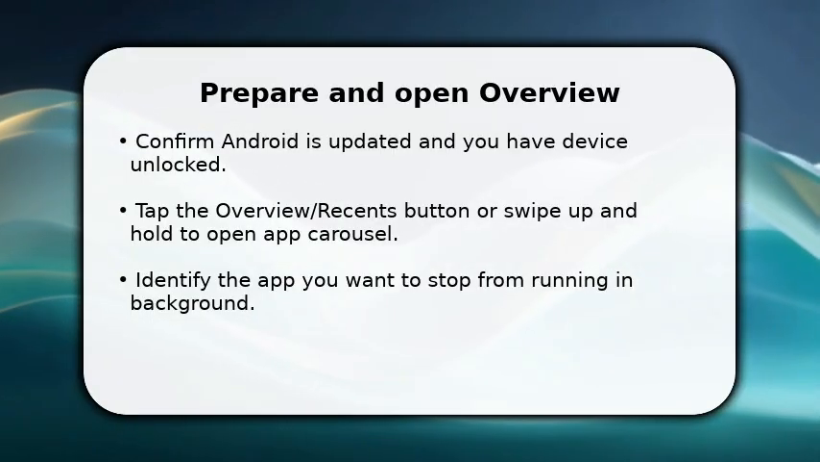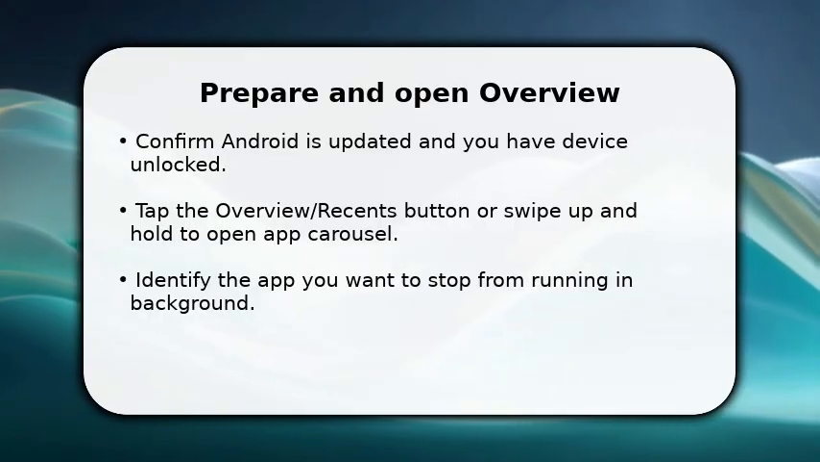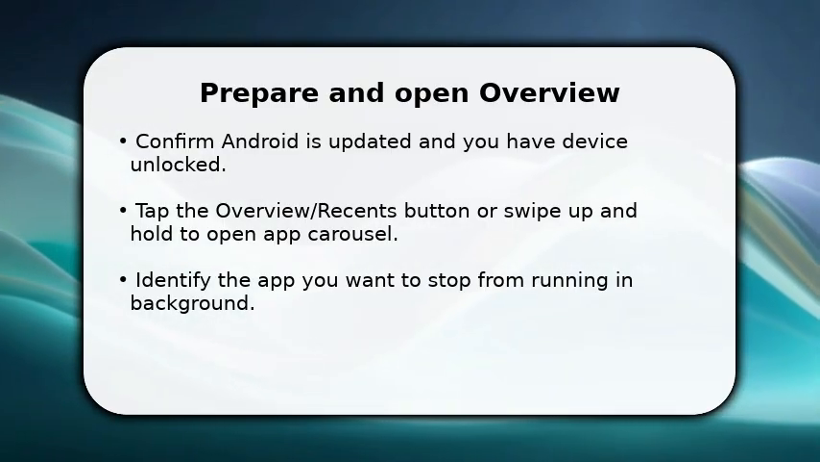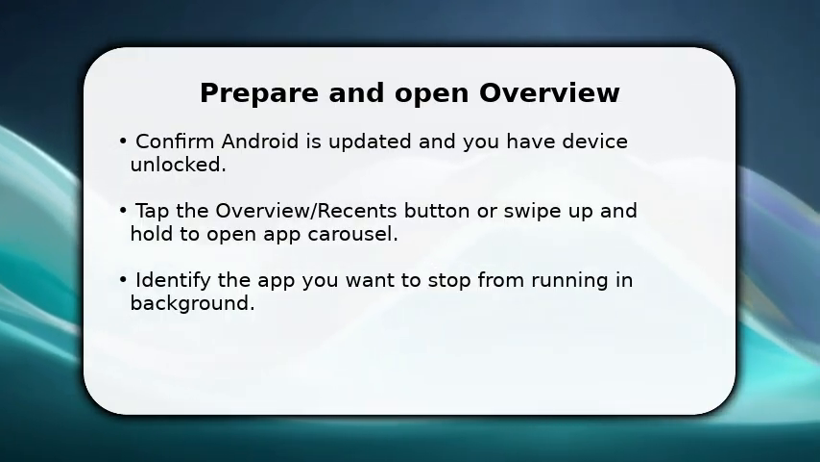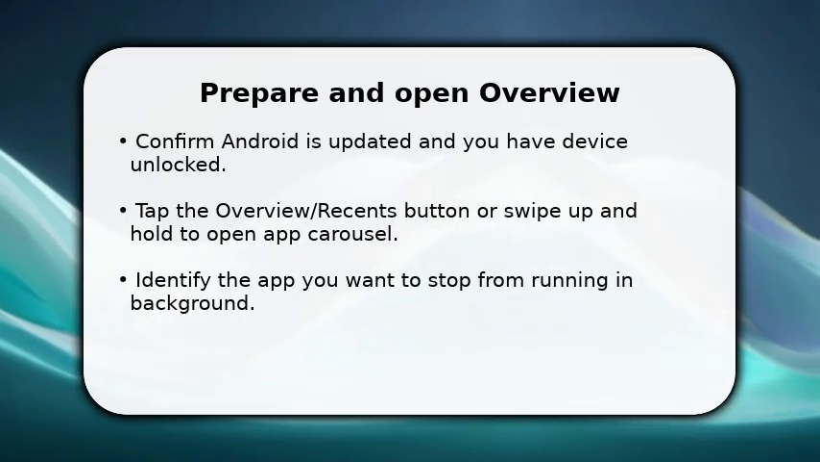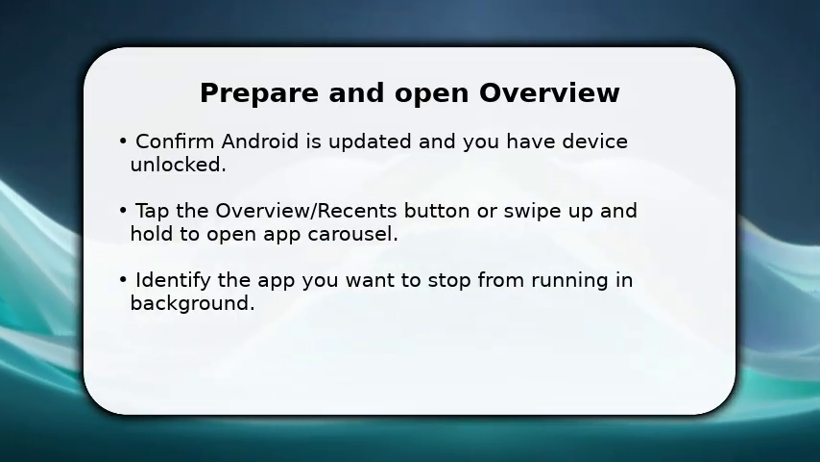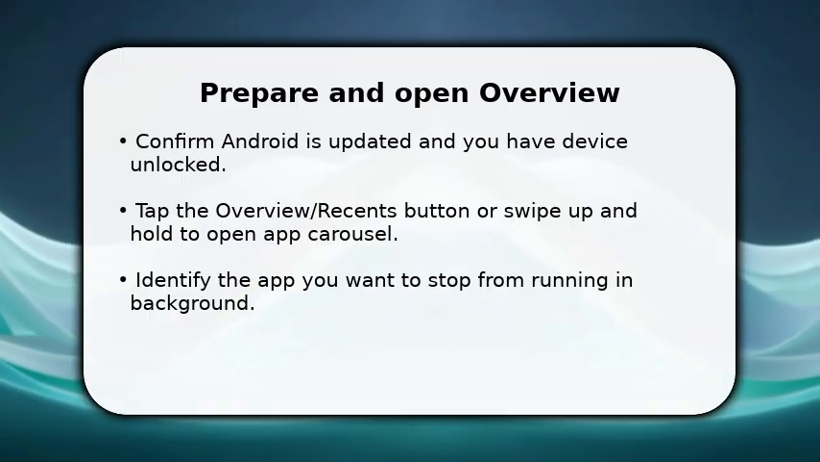Once the carousel is visible, locate the exact app card you want to close and note if it's a split screen or persistent app. You'll act on that card next, so take a quick glance to confirm it's the right app and understand whether it's playing audio, using location, or showing notifications.